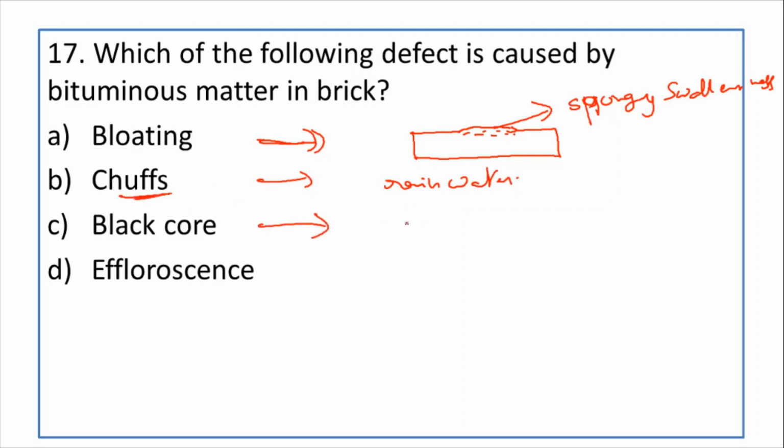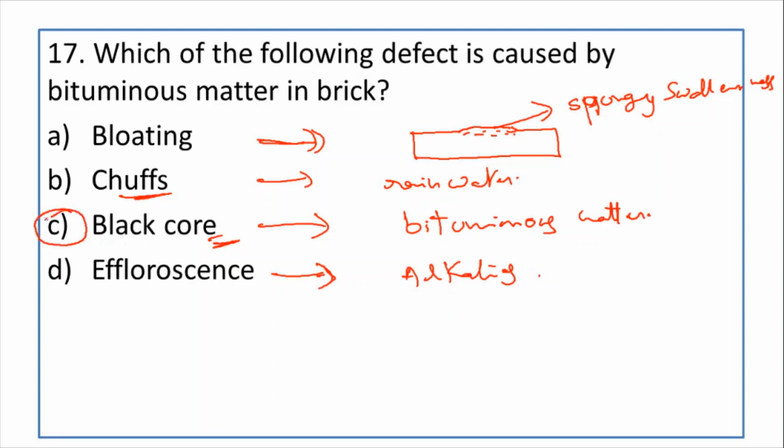What is black core is, if the brick consists of bituminous matter, then the brick will be turned into black color inside. So that is called black core. Next one is efflorescence. Efflorescence is caused by the alkalis and it is the formation of white or yellow patches. So what will be the answer here? Black core is the answer. Black core is caused by the bituminous matter and bloating is caused by the carbonaceous matter. In the bloating what happens is, brick obtains the spongy swollen mass like this, and chafes happens because of the falling of rainwater. So these are the important questions in the brick masonry.